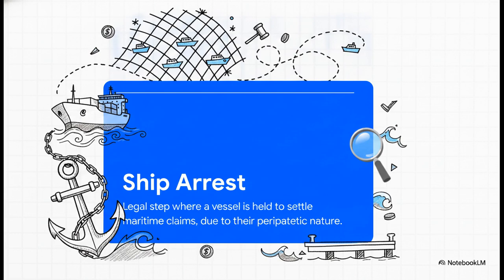Because of that peripatetic, wandering nature of ships we just mentioned, this mechanism is highly time-sensitive. If a claimant doesn't arrest the vessel while it's sitting in a friendly port, that ship could easily sail into international waters or some complex, uncooperative jurisdiction. And if that happens, the claimant might forever lose their chance to collect what they're owed.